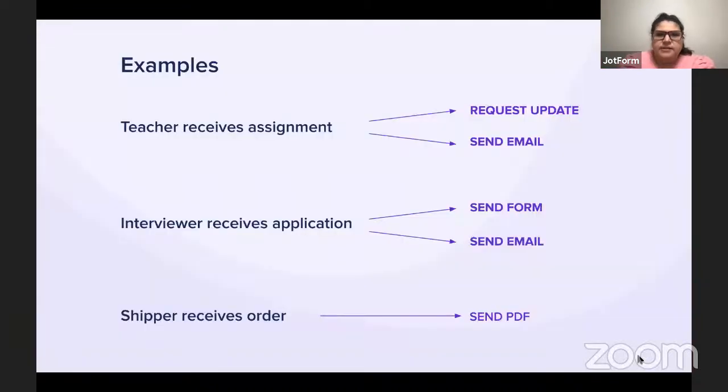So we will start with the example of the teacher receiving homework assignments. The student submits their assignment using Jotform, and then it goes to the teacher. If there are any issues with the assignment, the teacher is using the request update button to ask the student to resubmit. And when everything comes through okay, or if everything was okay from the get-go, the teacher is instead using the send email button to send the students a confirmation that it all went through and a little note of encouragement. These are first graders in this example, so I'm sure the note of encouragement goes a long way there.